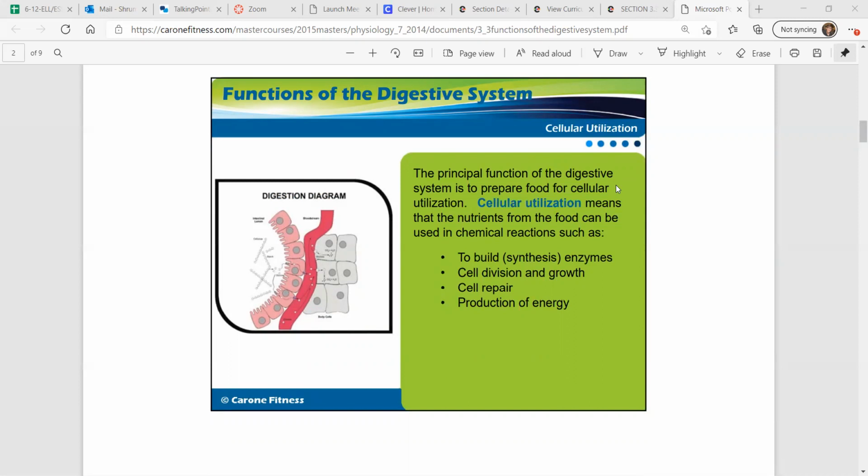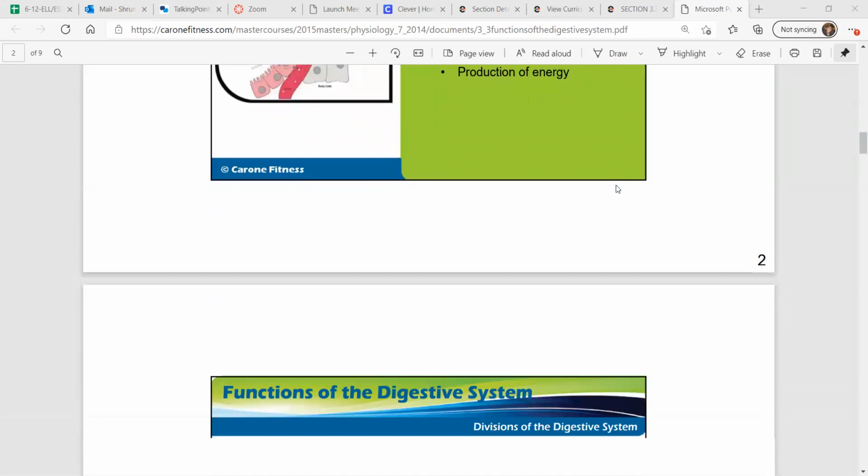Cellular utilization means that the nutrients from the food can be used in chemical reactions such as building enzymes, sometimes called synthesizing enzymes, cell division and growth, cell repair, and production of energy.